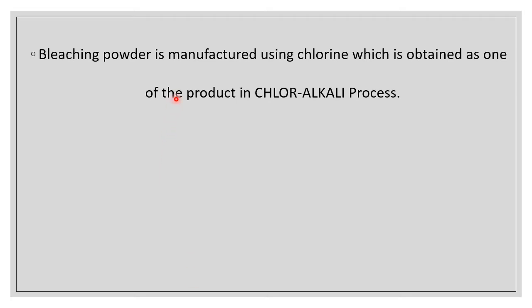Bleaching powder is manufactured using chlorine, which is obtained as one of the products in the chlor-alkali process. Please recall the chlor-alkali process of sodium hydroxide, where we obtained hydrogen, sodium hydroxide and chlorine. All three are industrially very useful. Out of the three, one, that is chlorine, we are taking today to prepare the bleaching powder.